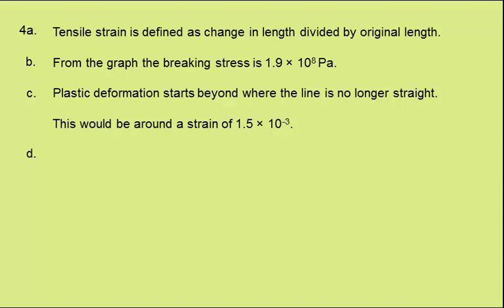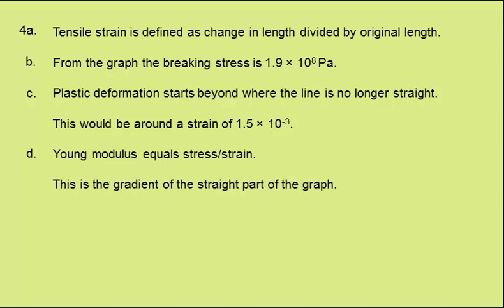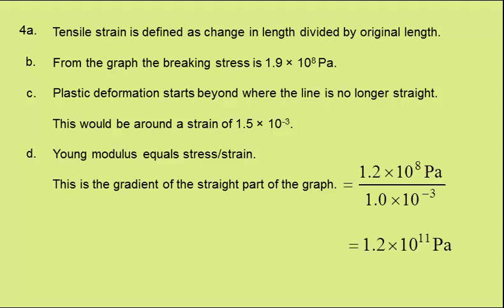In D, we need to use the graph to find the Young modulus of copper, stating an appropriate unit. Well, Young modulus equals stress over strain. This is the gradient of the straight part of the graph. Putting in values from this, using as big a triangle as possible, gives a value of 1.2 times 10 to the 11 pascals.